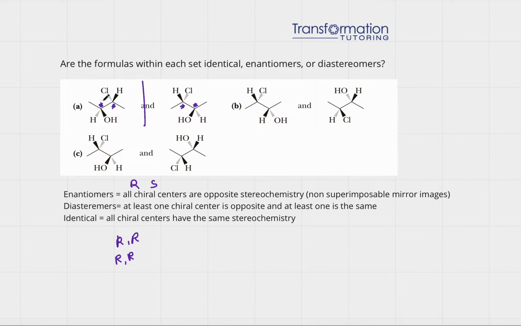H going this way, chlorine dash going this way, OH wedge going this way, hydrogen dash going this way. So if two molecules have chiral centers and they are mirror images of one another, they are enantiomers. This is enantiomers. But just to check it, we will also do the R and S configuration. So let's start with this chiral center.